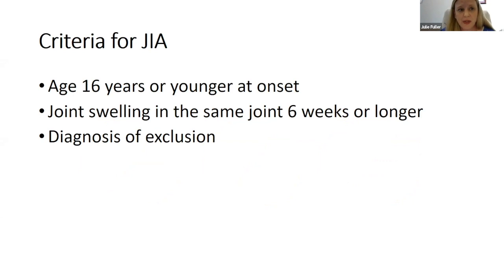So here's a slide with the diagnostic criteria for juvenile arthritis. And as you can see, the criteria is very short. You really just have to be under age 16, and that's really just for kind of an academic cutoff. If you're over 16, you just fall into an adult category. And you have to have joint swelling in the same joint for 6 weeks or longer. And you have to exclude other causes, and that's really it.